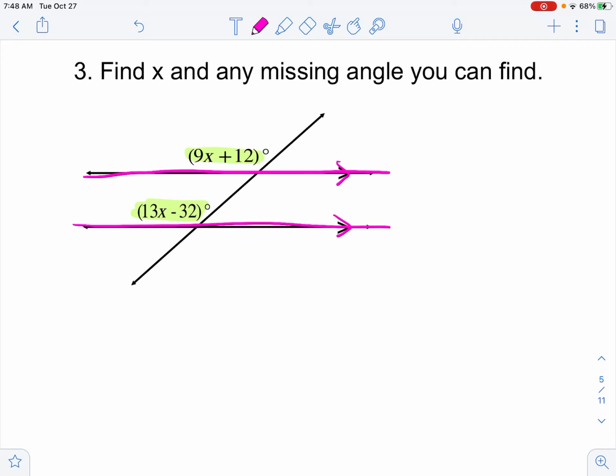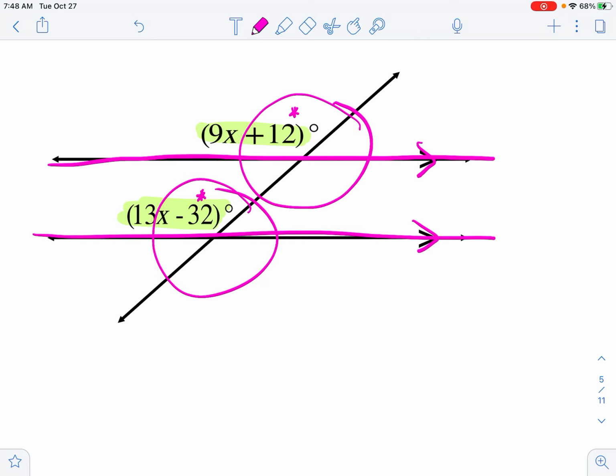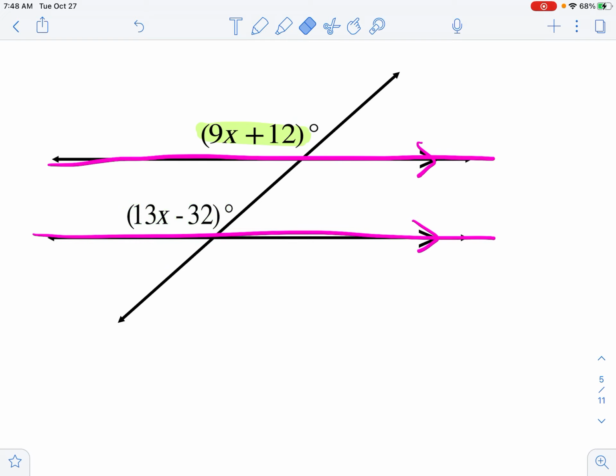If you look, the 9x plus 12 is on the outside, so exterior, but then the 13x minus 32 is on the inside, so interior. So I can't have one that's exterior and one that's interior and have one of my special pairs unless they're corresponding. So now I want to say, okay, where are they located in their group before? This is in the upper left-hand corner. This is in the upper left-hand corner. So in their group of 4, they correspond to each other.